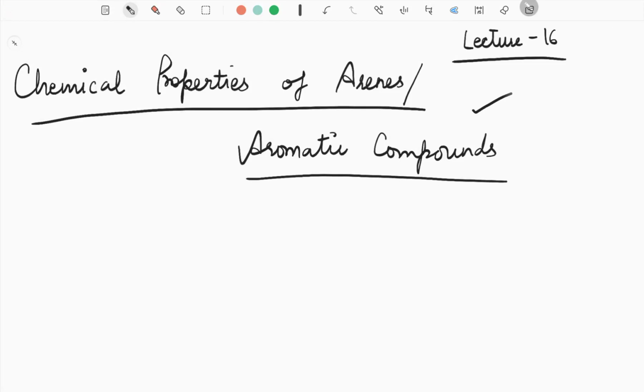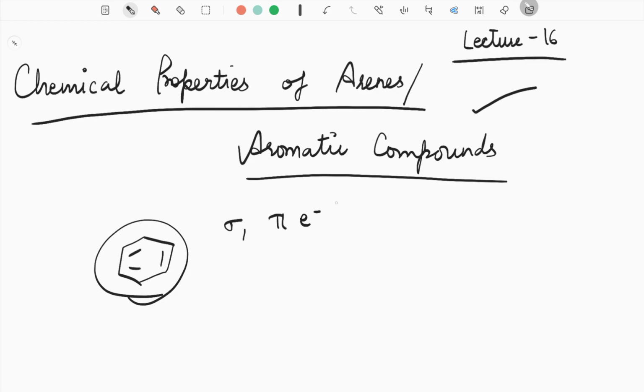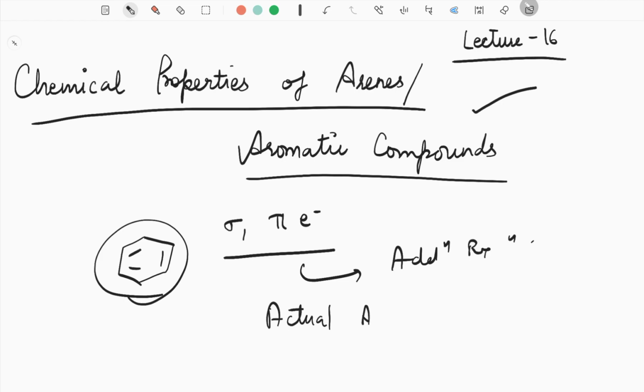Chemical properties of aromatic compounds or arenes. Before going into any chemical property, see, benzene has sigma bonds as well as pi bonds. So we can say that they can give addition reactions. But in actual they resist. They resist addition reaction. Why?